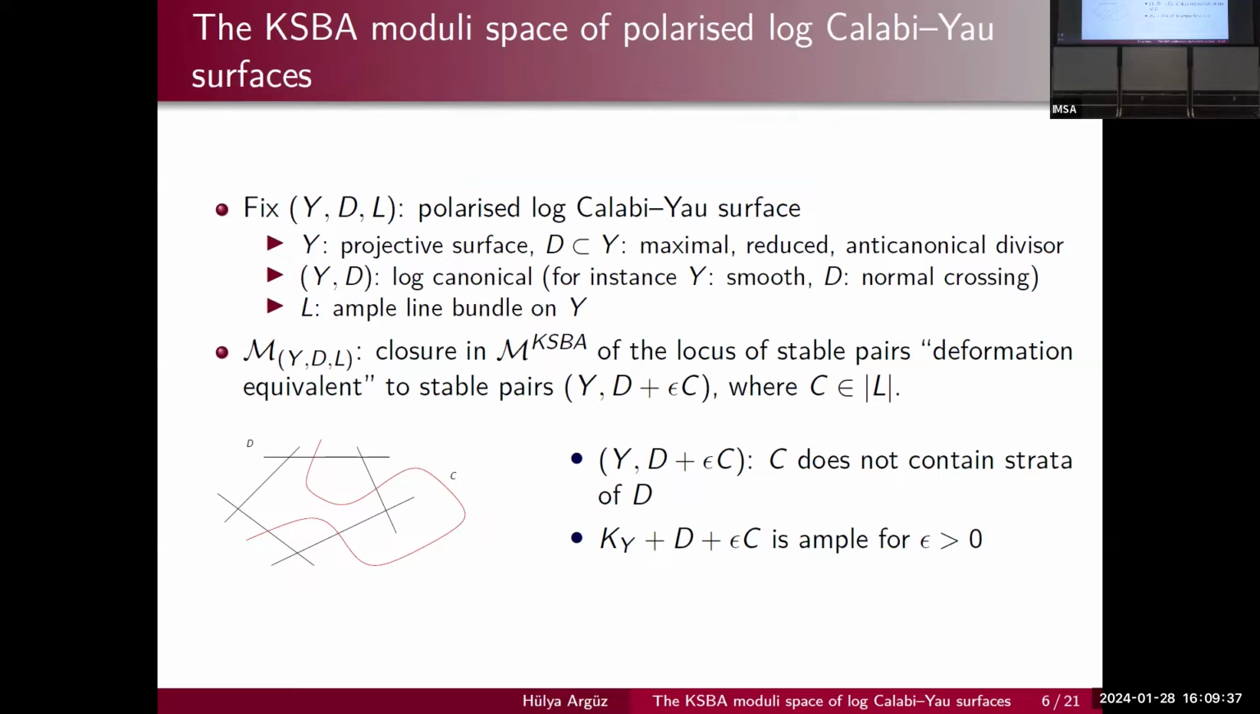So what is this? We fix a polarized log Calabi-Yau surface (Y, D, L), where Y is a projective surface, D is a maximal reduced anticanonical divisor in Y, and we assume (Y, D) has log canonical singularities. So in the simple situation, Y could be smooth and D could be normal crossing. This is a particular example, but our definition of log Calabi-Yau does not impose Y to be smooth. We allow Y to have log canonical singularities.